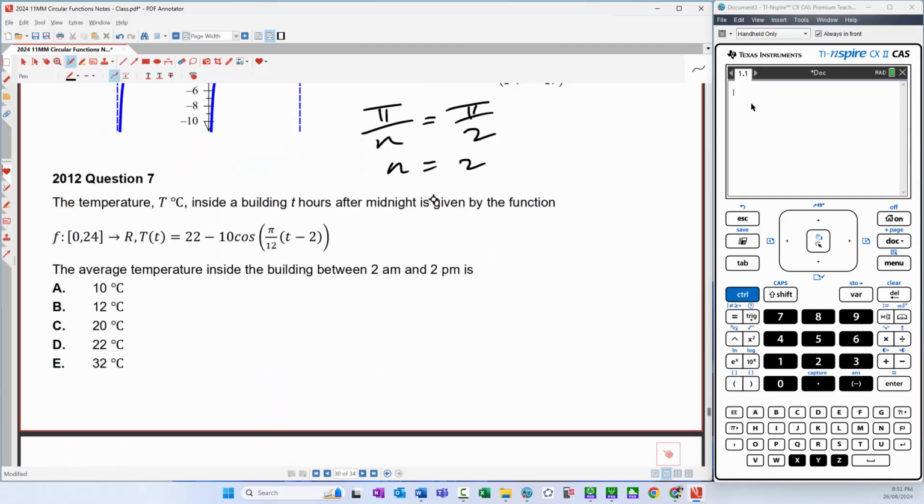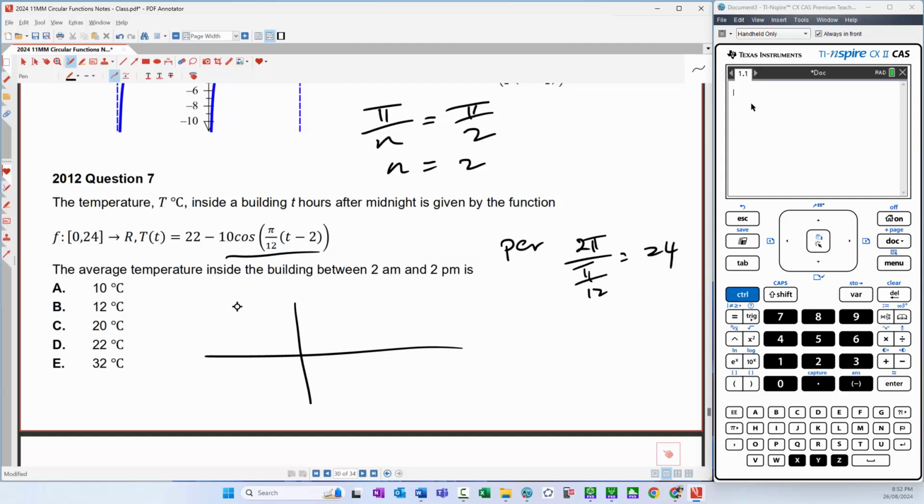Okay, what's this one? The temperature T degrees inside a building T hours after midnight is given by this function here. The average temperature inside the building between 2 a.m. and 2 p.m. is... so probably the best bet is to just do a quick and dirty sketch of this to see what happens. So we've got a cosine function, and the period is determined by dividing 2 pi by this value here, pi on 12, which is going to be 24. So we're getting the period of 24.